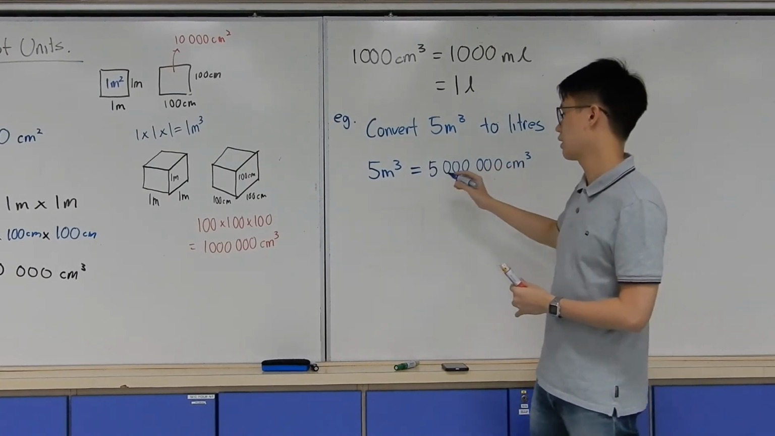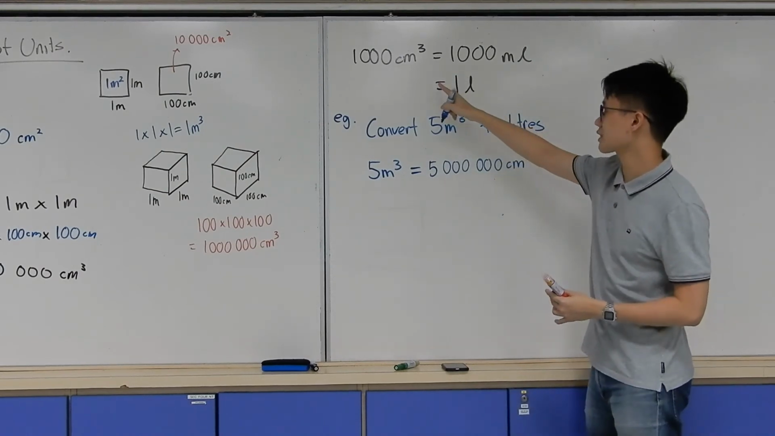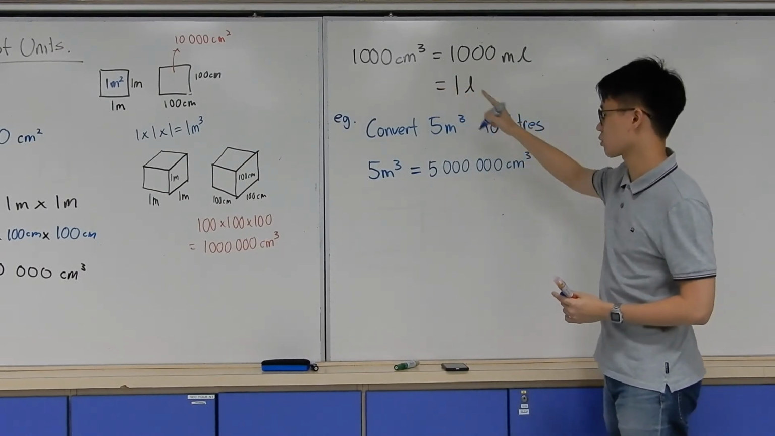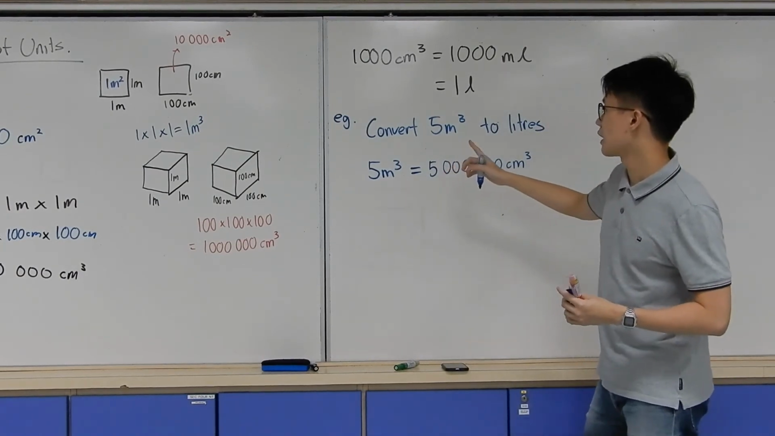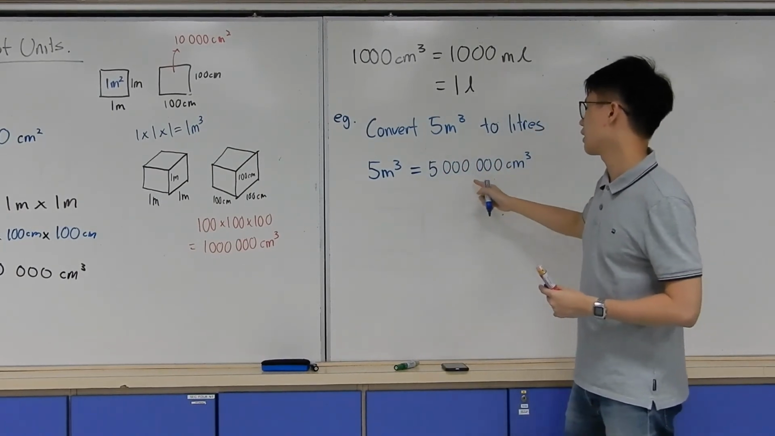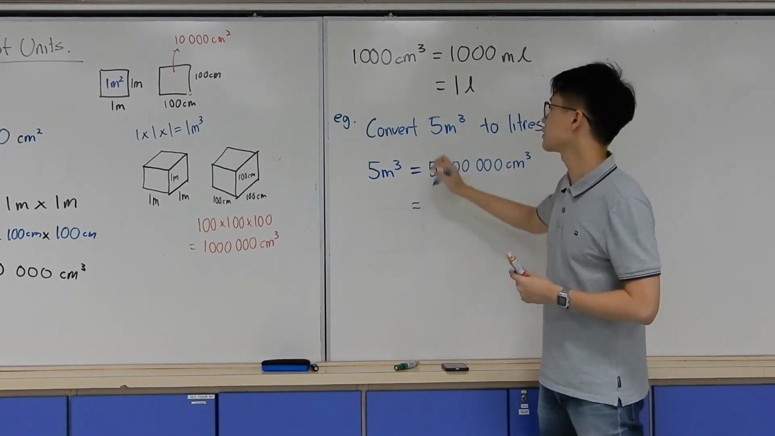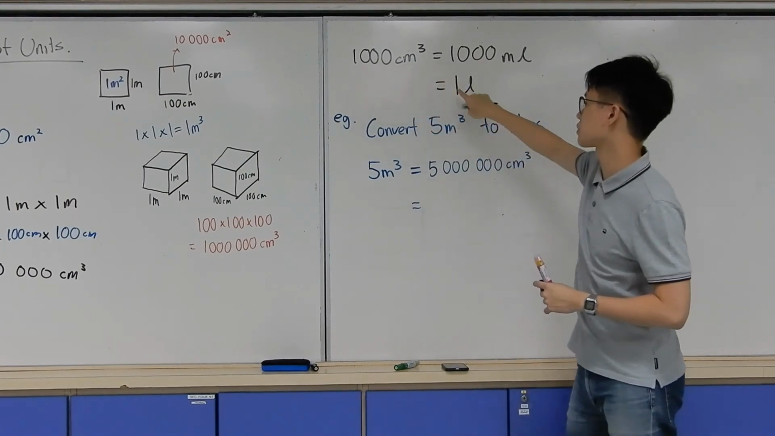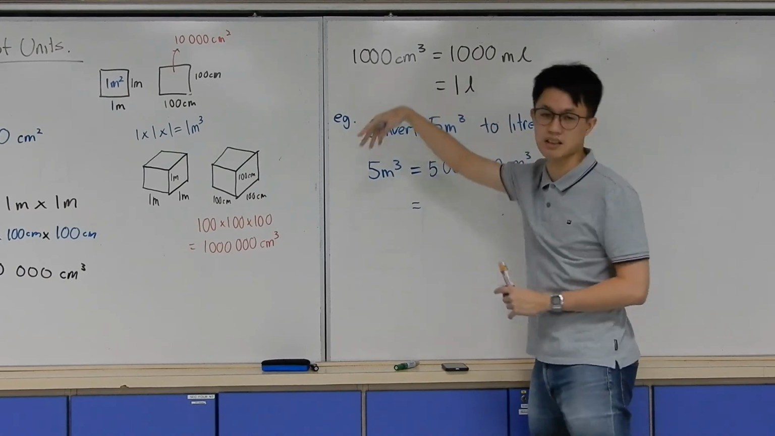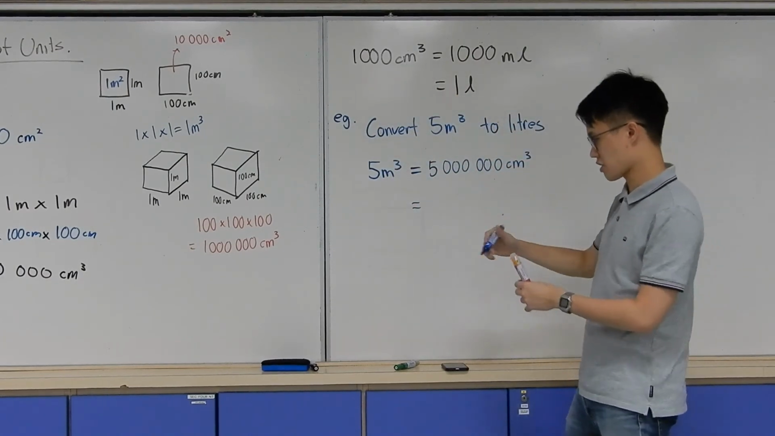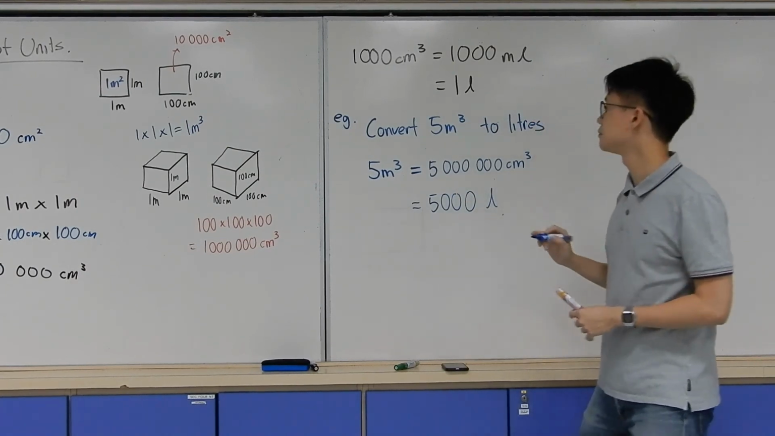Now with this, I know that 1000 cm cube is equal to 1 liter. So how am I going to convert? This is 5 million cm cube, right? Can you see that 1000 cm cube equals 1 liter? It means I just take away 3 zeros. Same thing, I take away 3 zeros. So what I have is 5000 liters.